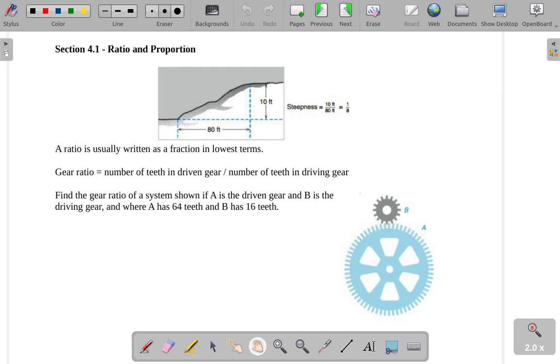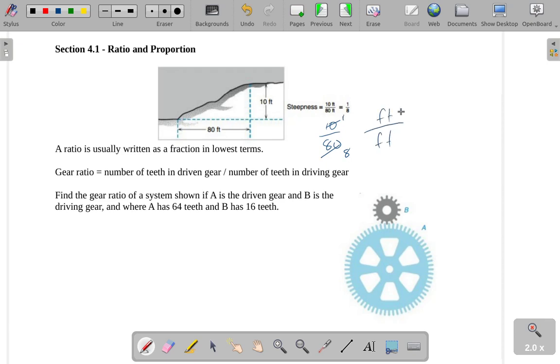When we express a ratio, we generally write it in its lowest terms. That is, if we express it as a fraction, we cancel any common factors. So if we have 10 feet over 80 feet, we would cancel the factor of 10, leaving a 1 up top and 8 down below, so we'd be left with 1 over 8.